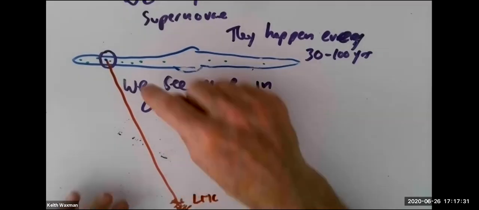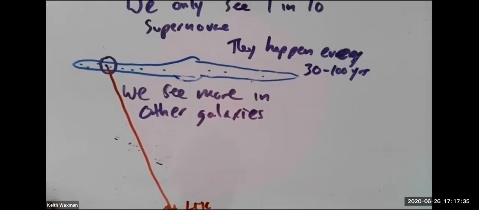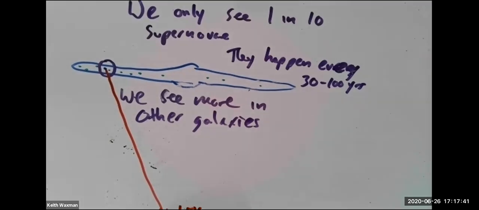Oh, there it is. I saw the picture here. The Large Magellanic Cloud is right over here. It's 170,000 light years away. We had to wait 170,000 years to see the explosion after it happened. So we saw it back in time. I'll show you some pictures of it. So just remember, we see them in other galaxies more often than we see them in our own.